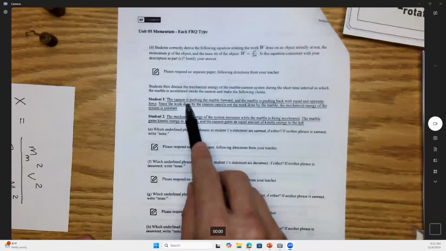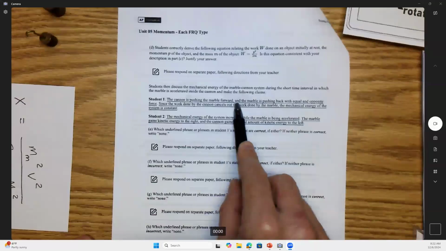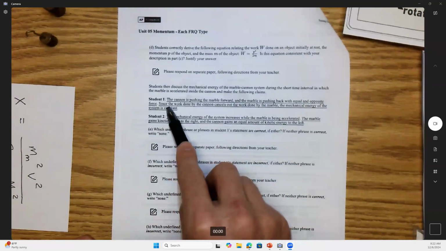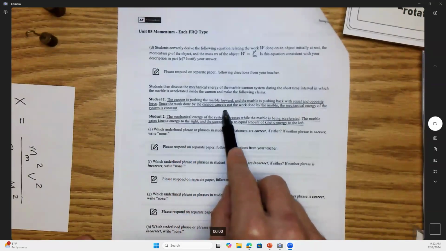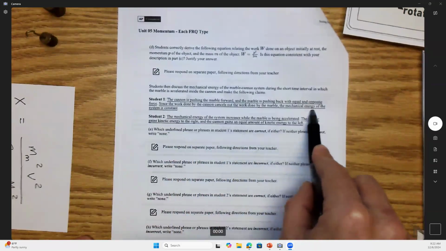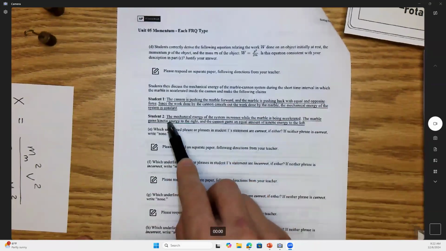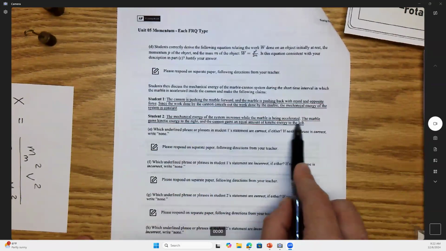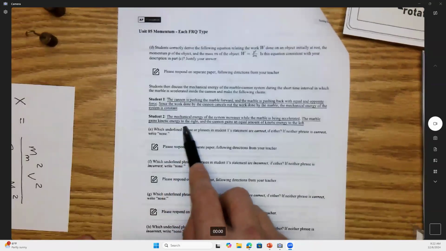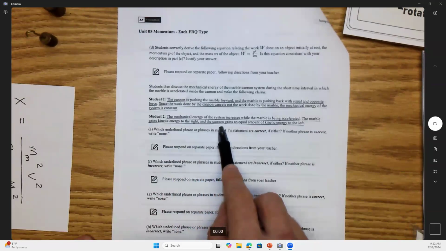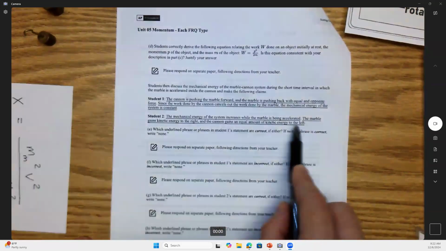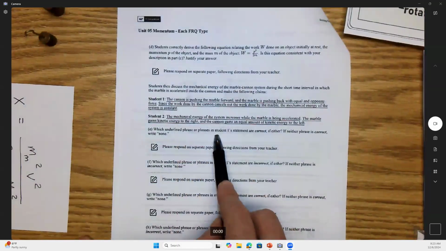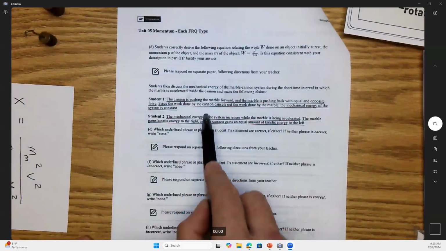The cannon is pushing the marble forward and the marble is pushing back with an equal and opposite force. Since the work done by the cannon cancels out the work done by the marble, the mechanical energy of the system is constant. Student 2 says the mechanical energy of the system increases while the marble is being accelerated. The marble gains kinetic energy to the right, and the cannon gains an equal amount of kinetic energy to the left. Do you see each student has 2 sentences? Sentence 1, sentence 2, and then sentence 1, sentence 2, and they're both underlined.